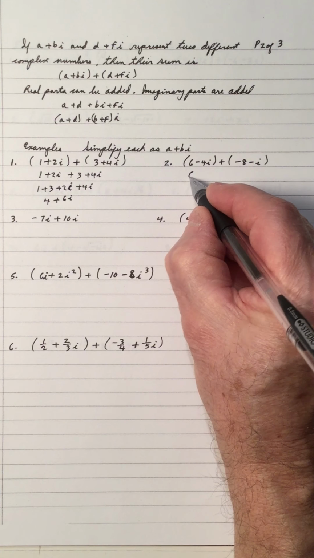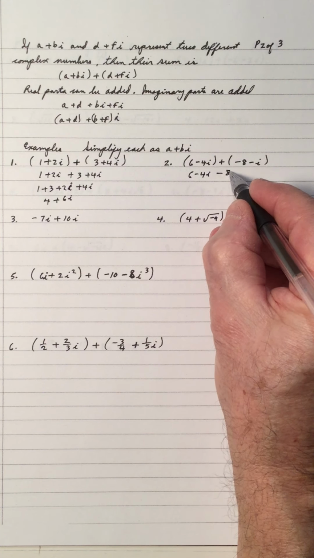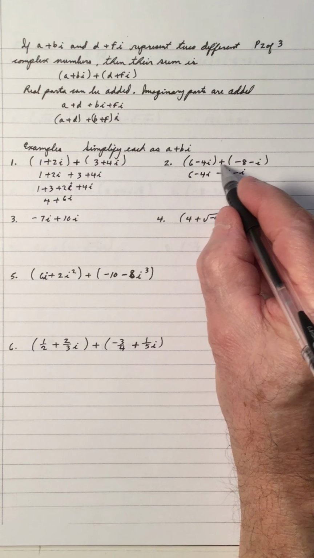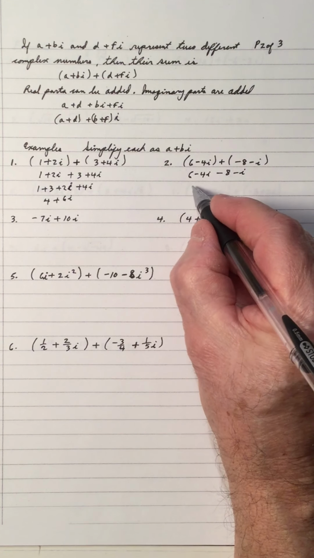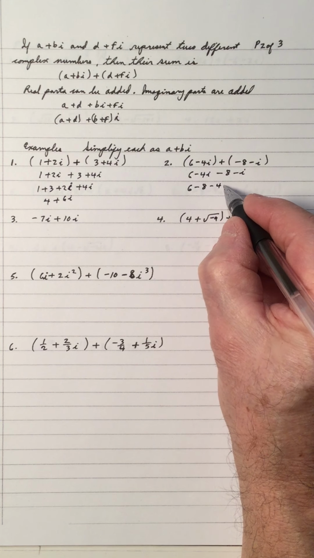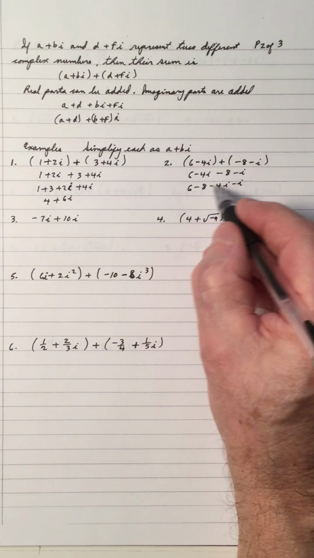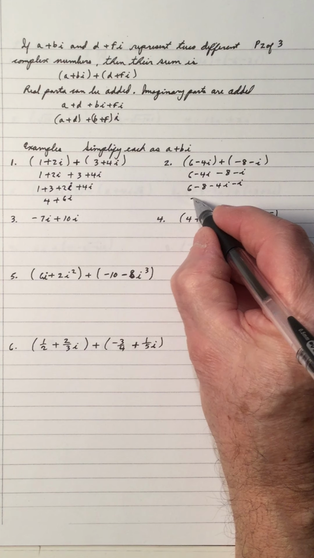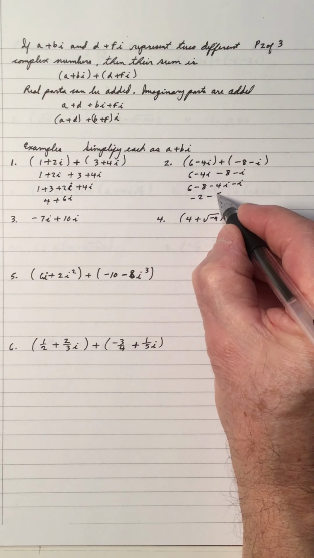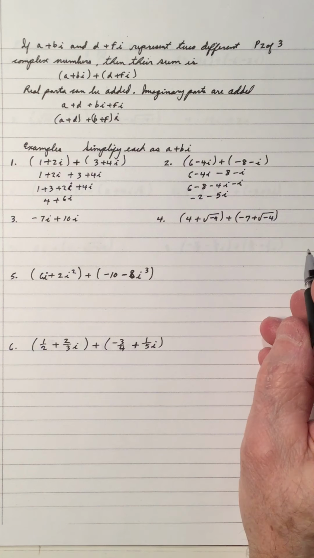And again, we have 6 minus 4i added to minus 8 minus i. When you're adding, you don't change the signs. You group like terms, so the reals go together and the imaginaries go together. Notice I didn't change any sign because I'm not transposing. That's a negative 2 minus 5i. That's a negative 1 right there.